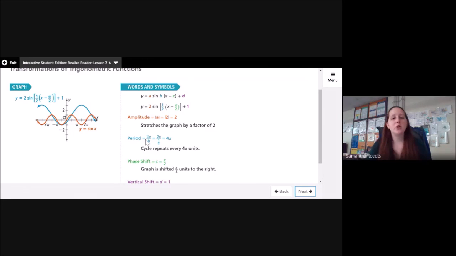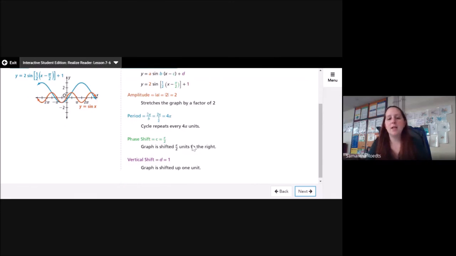My period was 2 pi over B. In this case, B is 1/2. So 2 pi divided by 1/2 equals 4 pi. Remember, that means that the cycle, so up, down, up, repeats, or down, up, down, repeats every 4 pi units. Okay, so in this case, 4 pi is greater than my normal, which would be 2 pi.